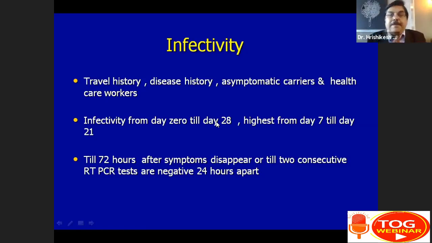The highest infectivity period is between the 7th and the 21st day of the cycle. Normally, we define that the patient will not be infective if the symptoms disappear 72 hours after the disappearance of symptoms, or two consecutive RT-PCR tests come negative 24 hours apart. Once that happens, we call it that it is no longer infective.